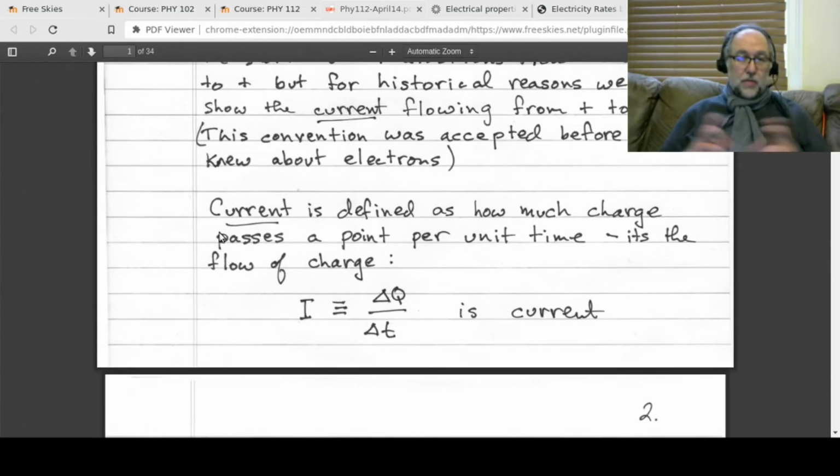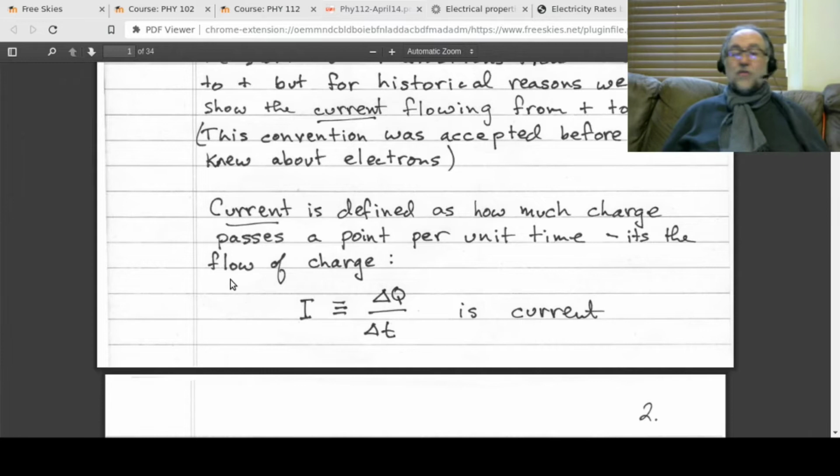Okay, so when we hook up this battery in a circuit, electrons are going to leave the negative and flow to the positive, and they're going to do that at a certain rate. It's probably going to be in the billions or 10 to the 12 electrons per second or something like that. But a whole bunch of electrons are going to leave the negative and travel to the positive. The rate at which they do that, that's called the current.